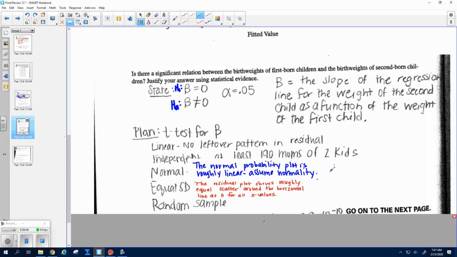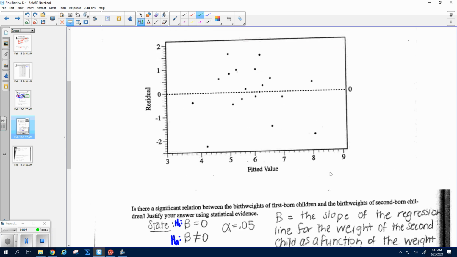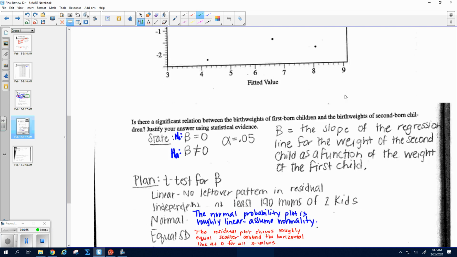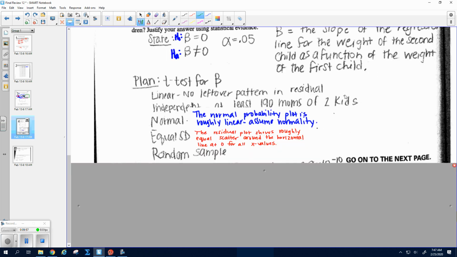Equal standard deviations, you're looking at your residual plot and kind of how far away these points are from this 0 line. And so the residual plot shows roughly equal scatter around the horizontal line at 0 for all x values. And yes, we took a random sample.